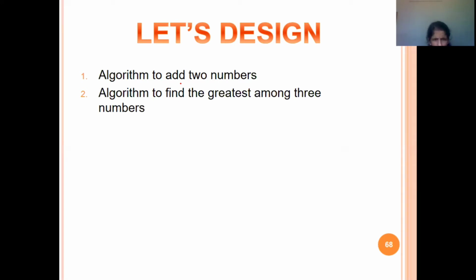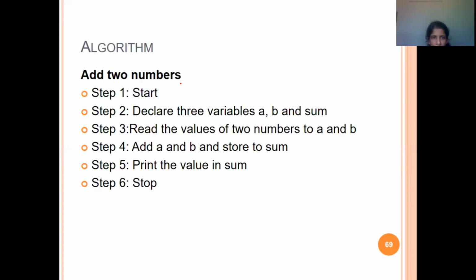Similarly, the second one is an algorithm to find the greatest among three numbers. You have to find the largest among three numbers. In that case, you have to go for some conditional checking, so there we need to use the conditional control structure. We will see each one. The first one is addition of two numbers.